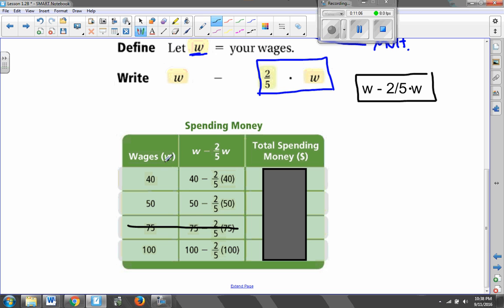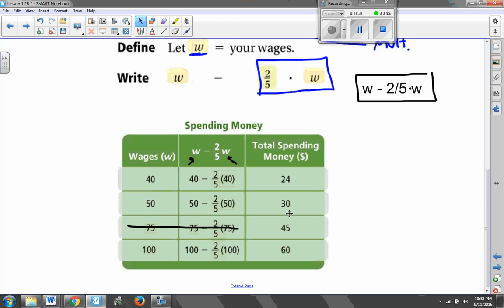$40 in wages means wherever we saw a W in our original expression, here at the beginning and here after our 2/5, needs to be replaced, right? Remember that evaluating means replace. So we replace W with a 40, 40 minus 2/5 times 40. We do order of operations, which says to multiply first. So we times 2/5 as a fraction times 40. We end up with 16 there. And then 40 minus 16 gives us $24 total.